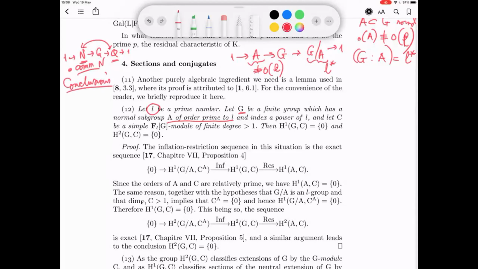There were two conclusions, and they can be neatly stated in terms of what's called cohomology. The first conclusion, the existence of a section, is neatly expressed by the vanishing of this H^2. And the second conclusion, that any two sections are conjugate, is expressed by the vanishing of H^1 of Q with coefficients in N. That's the point.